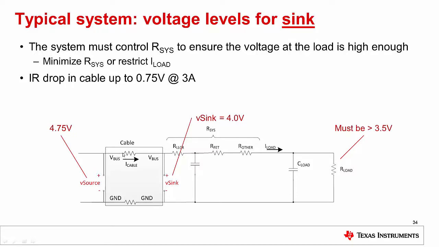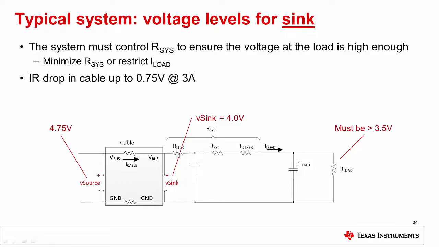That current is going to go through a resistance on the ground wire and on the VBus wire in the cable. And if the sink is pulling 3 amps, it may see as little as 4 volts at its connector. And then inside the sink, there are other resistances. There's a resistance due to the connection, the mating of the plug and the receptacle.